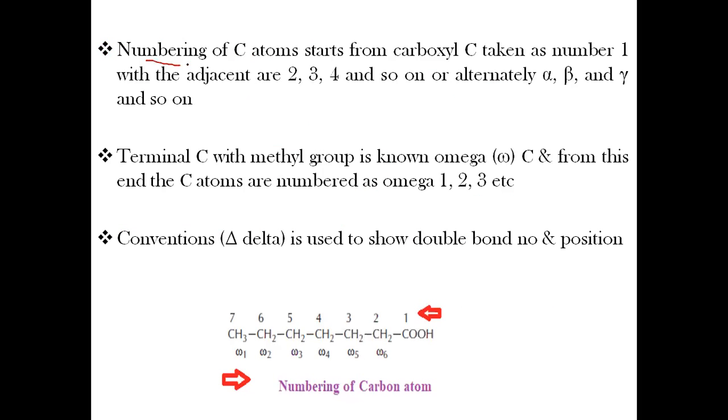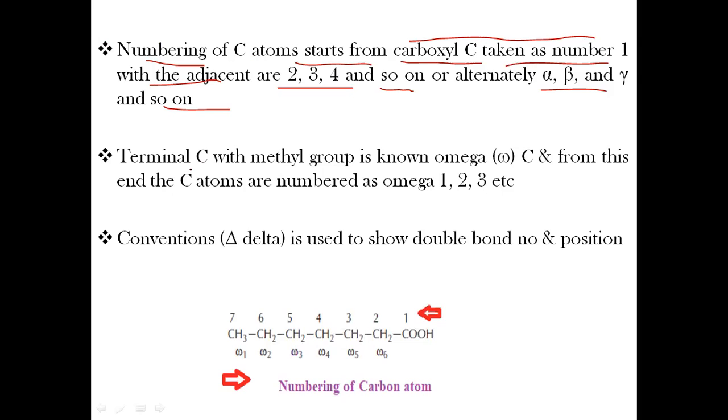Next one is the numbering of carbon atoms in fatty acids. Start from the carboxylic carbon, which is taken as carbon number 1, with adjacent carbons numbered 2, 3, and 4, and so on. Alternately, they are called alpha, beta, and gamma, and so on. So the numbering of carbon in fatty acids starts from the carboxylic group, and the carboxylic carbon is taken as carbon number 1, and the adjacent carbon is carbon 2, 3, and so on.